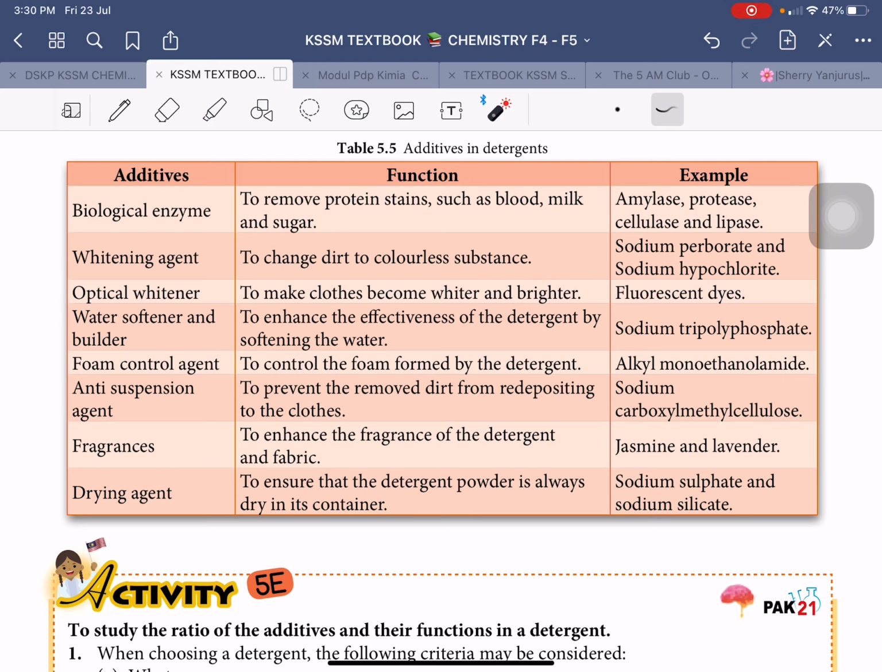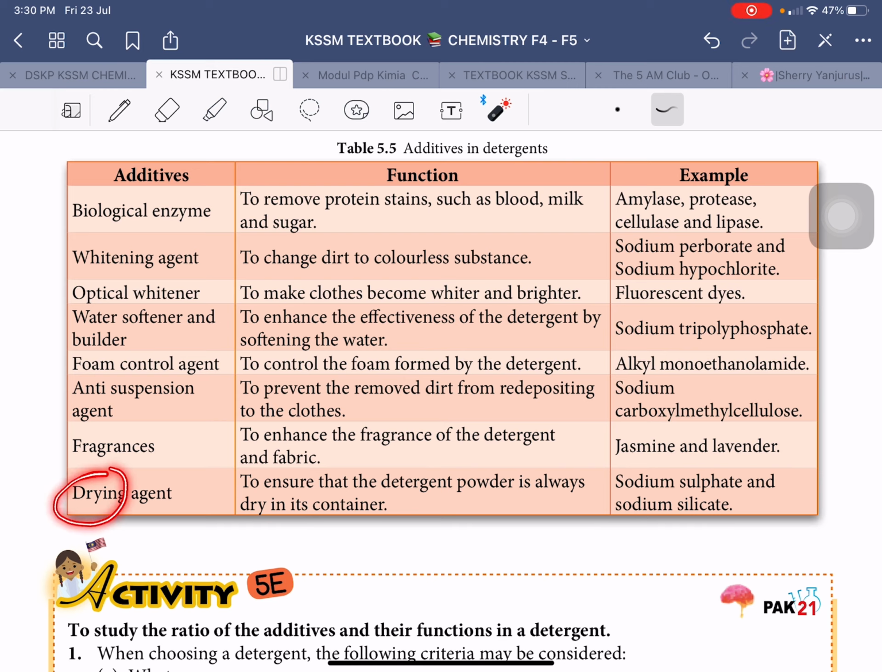Next, fragrances, pewangi. This one I believe you know the function already. To enhance the fragrance of the detergent and fabric. Enhance the fragrance, wangi, okay, menambahkan wangi of the detergent. Jasmine and lavender. I like lavender.